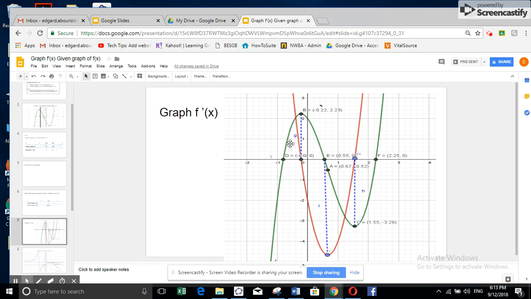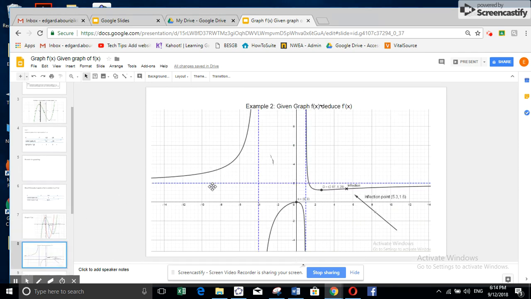So as you can see, this is a curve. You can have another one, whatever you want. So this is how we can deduce the graph of f prime of x given f of x. Let us take another example. So here it's another curve. You have 2 vertical asymptotes, 1 horizontal.